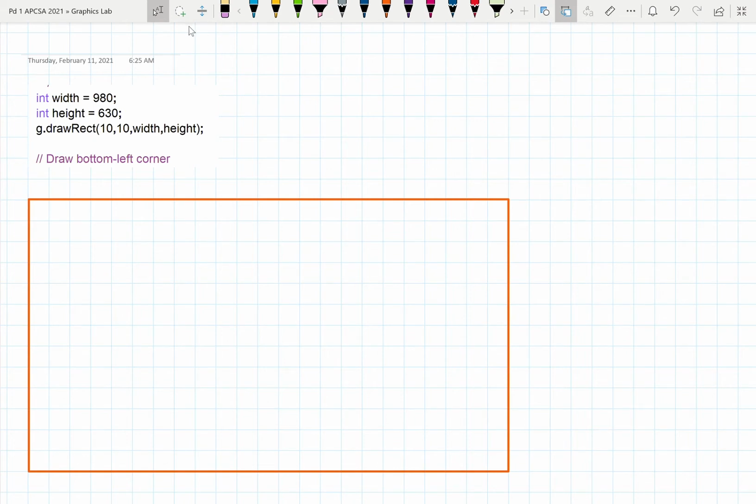For those of you that are having a little bit of trouble with the graphics lab, I'm going to see if I can create something that might help you. So this is in the starter code that you're given. You are given this information right here.